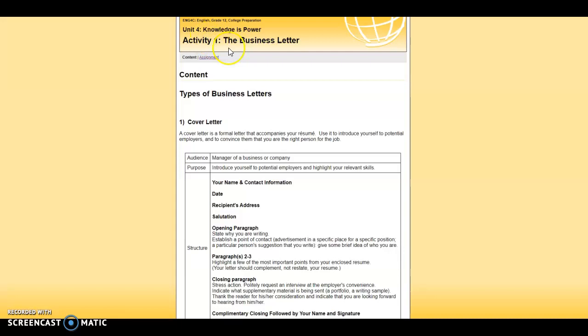And in Activity 1, we're going to specifically look at business letters. And we're going to look at 3 different types of letters that you would have to write in a business setting or when communicating on a job or when communicating to a particular company. And so first off, we're going to look at cover letters, which I'm assuming most of you already have some experience with, and most of you have probably written a cover letter at some point. A cover letter is a formal letter that accompanies your resume when you're applying for a job.